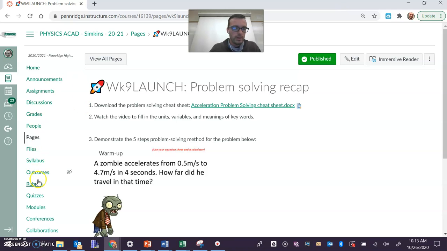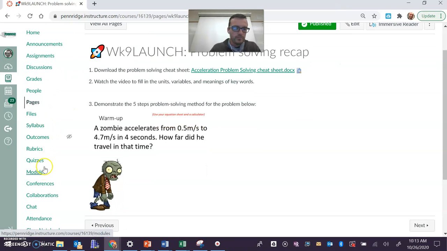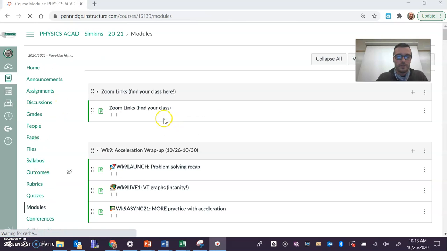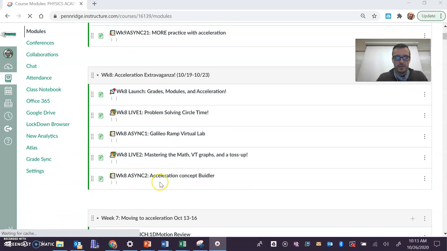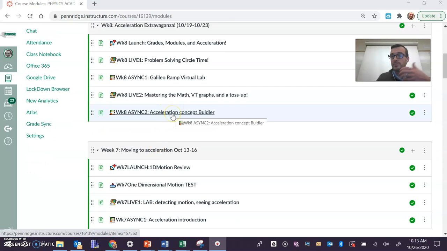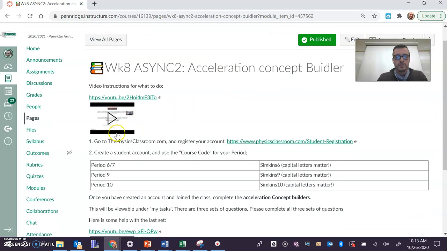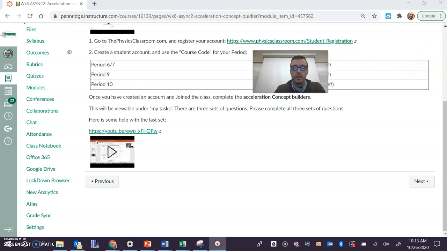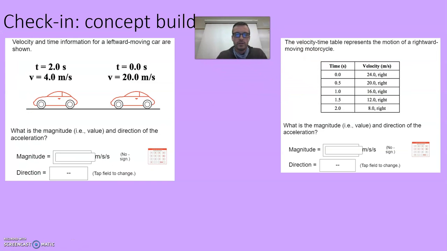If I go to modules, which you always can do, and this was also posted on your calendar, so you didn't miss it. But if you go to our modules here, this was in week 8, and it says right here, week 8, asynchronous 2. That would be the second day you weren't in school. It wasn't a launch day. Acceleration concept builder. There it is right here. So I have some directions for how to start your concept builder account, and then there are little secret codes here for you guys. But I was getting some questions, so I did post a little short video with some helpful hints there for the concept builders, but I just wanted to go over that one more time with you as we were all here together.